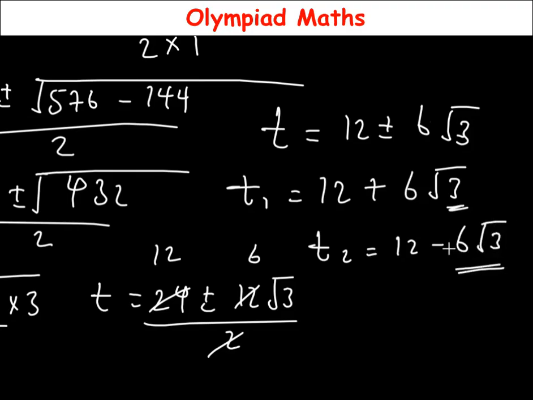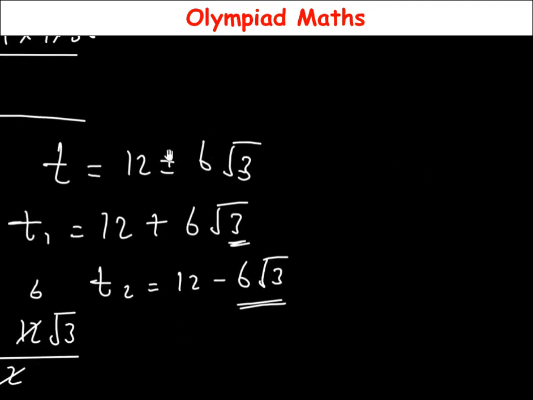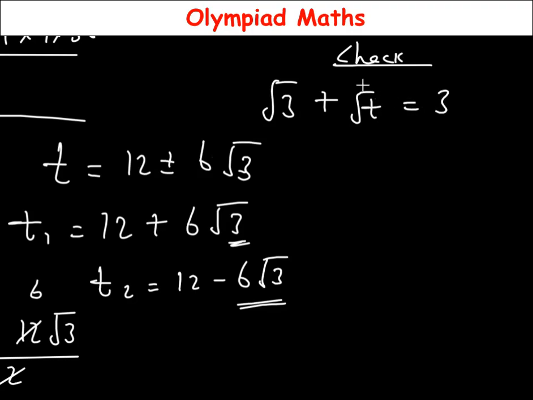So we've gotten the values of t1 and t2, but between these values of t1 and t2, there is one incorrect value of t that will not satisfy the given equation. So let us check it out and see the real answer, the correct answer of t. Now let's confirm. So let's check. The equation is root 3 plus root t is equal to 3.